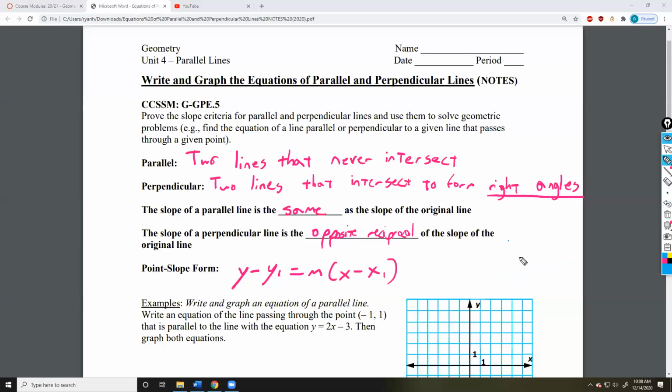The rule for perpendicular, making right angles, the rule for perpendicular is that the slopes are opposite reciprocals. What I mean by opposite reciprocal is that we're going to change our sign, and reciprocal means that we flip the fraction. So opposite means we change the sign, and reciprocal means we flip the fraction.